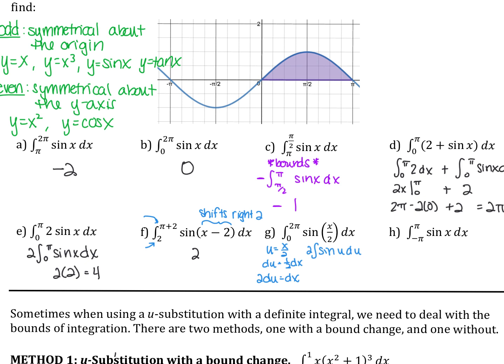All right, what about H? Did you just get 0? Hopefully you just got 0 because we know this is symmetrical from negative pi to pi. So this area will equal this area.